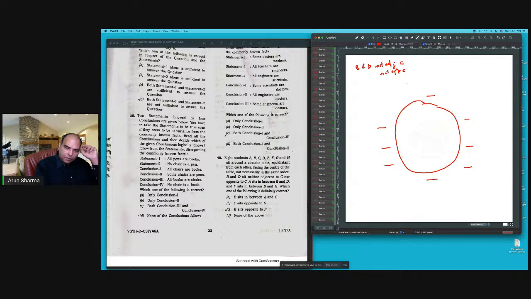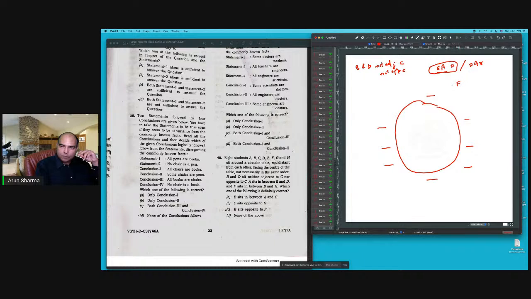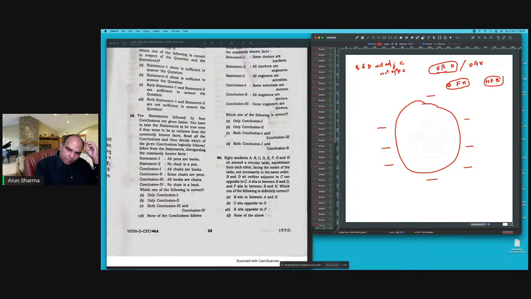A sits in between E and D. So it could be AD or DA. A sits between E and D, and F sits between B and H. So I've got either this or this. Which of the following is definitely correct?